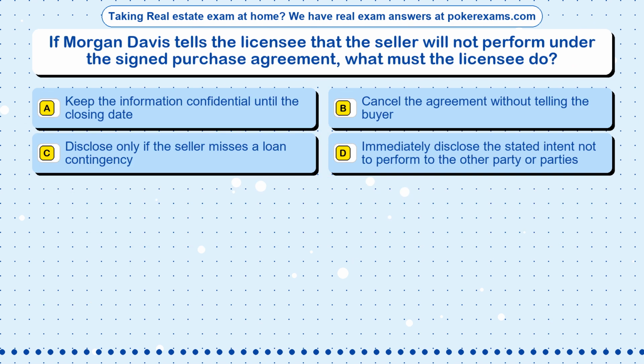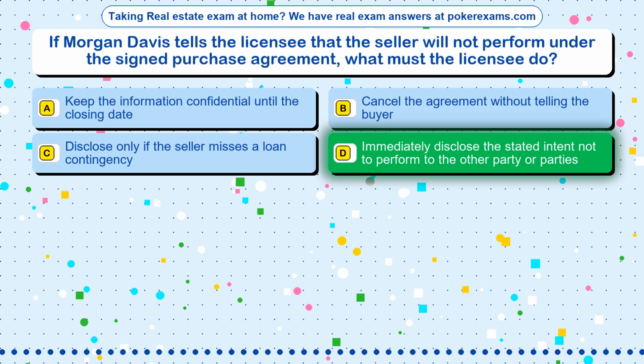Question 48. If Morgan Davis tells the licensee that the seller will not perform under the signed purchase agreement, what must the licensee do? Option A, keep the information confidential until the closing date. Option B, cancel the agreement without telling the buyer. Option C, disclose only if the seller misses a loan contingency. Option D, immediately disclose the stated intent not to perform to the other party or parties.